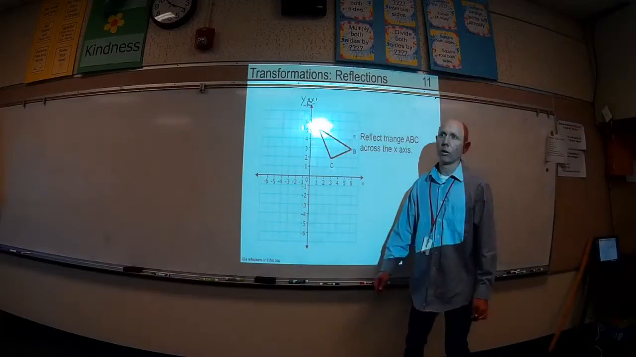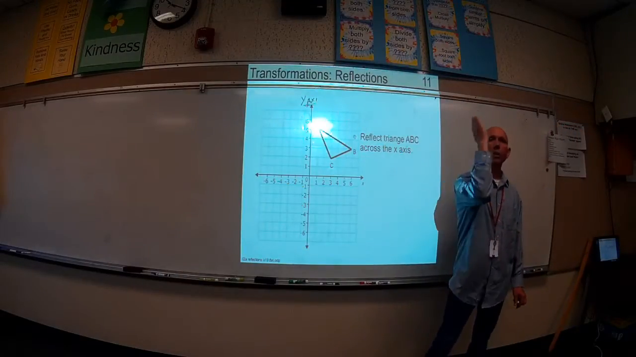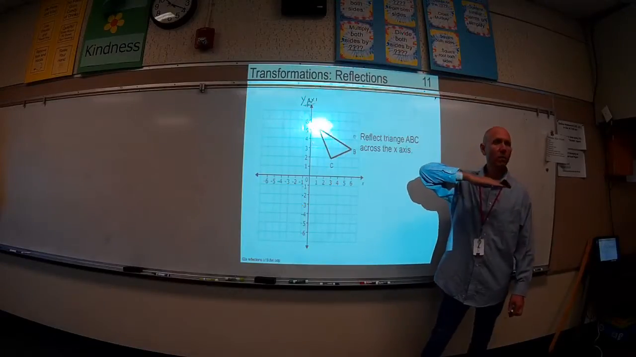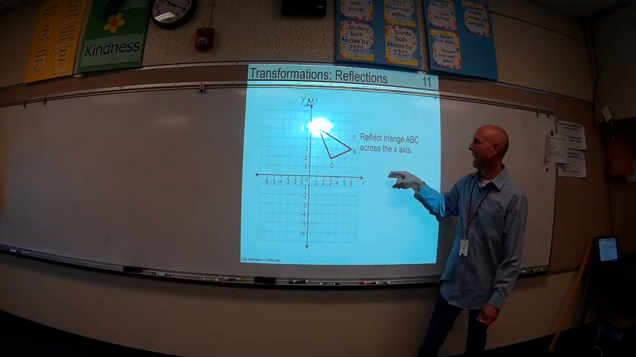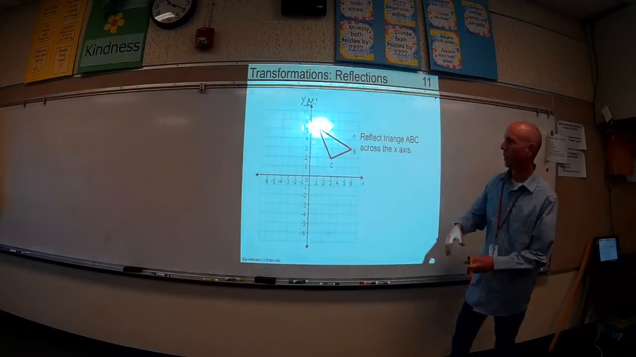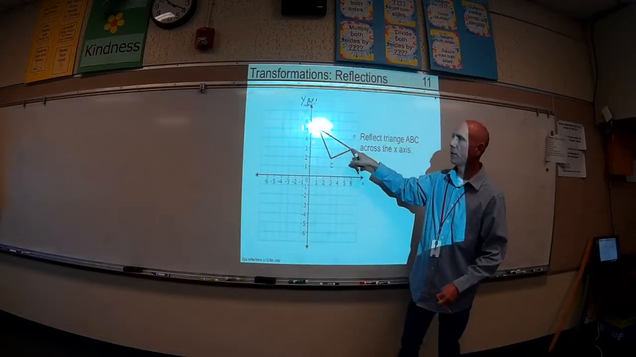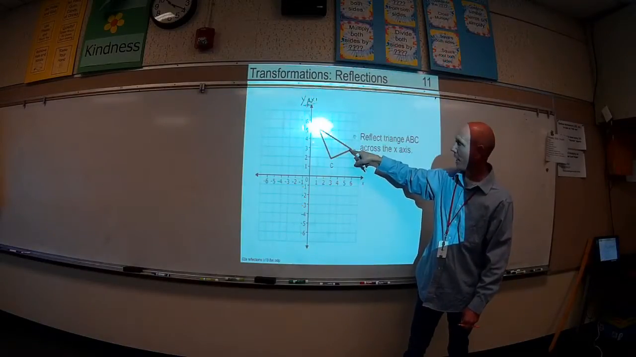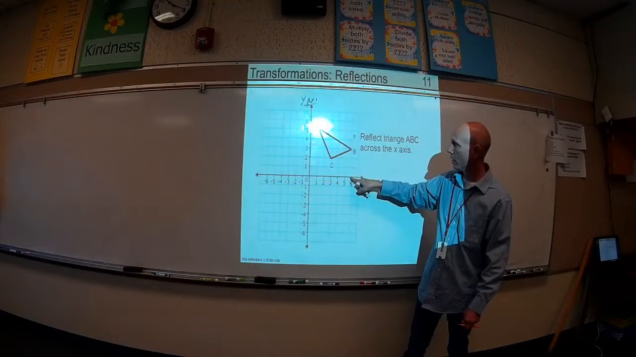Where is my mirror? Show me with your arms. Is the mirror going up and down or is it going left to right? Show me the arms. It is across the x-axis, so this is my mirror right here. So let's have point B walk to it. Paulette, ready? Count with me. He's walking to the mirror. Walking through the mirror.